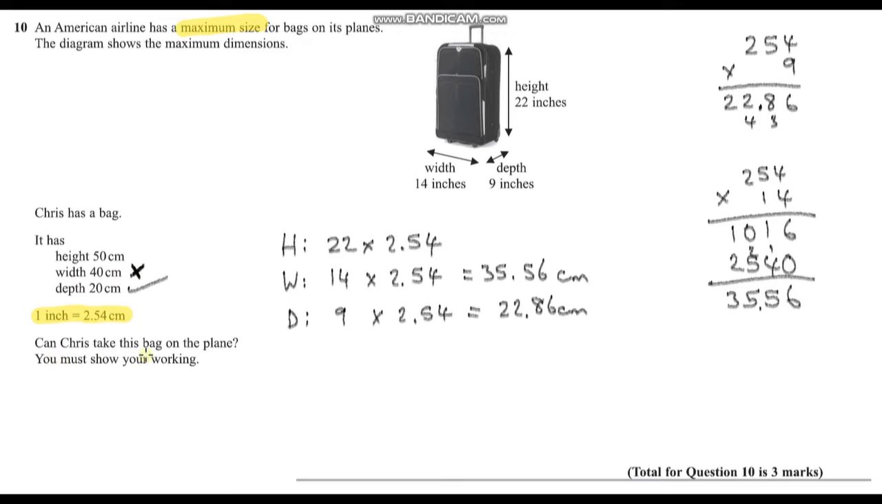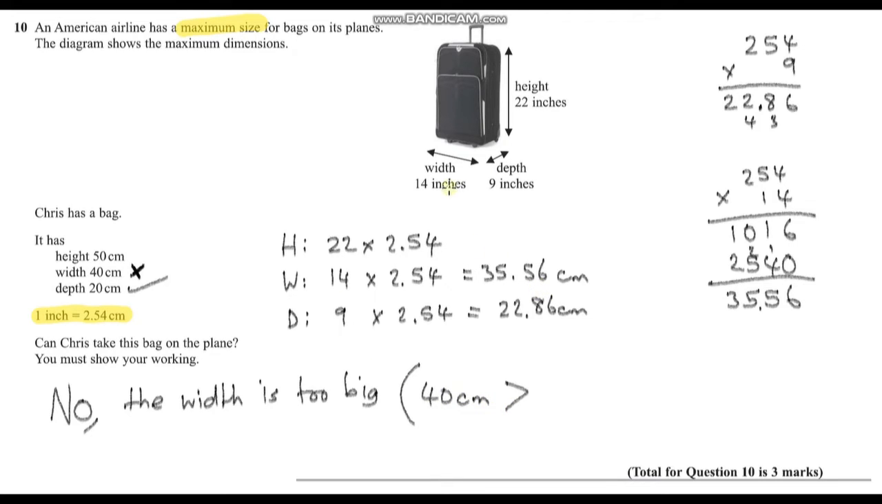So can Chris take this bag on the plane? We need to answer the question. So it's a big fat no. And the reason is the width is too big. And let's just put in brackets what the measurements were. So 40 centimetres is greater than the width, which is 14 inches. Okay, and we just proved that by converting it.